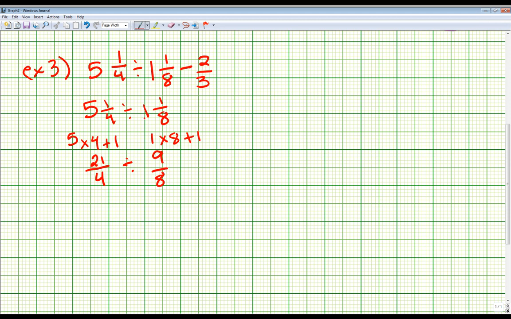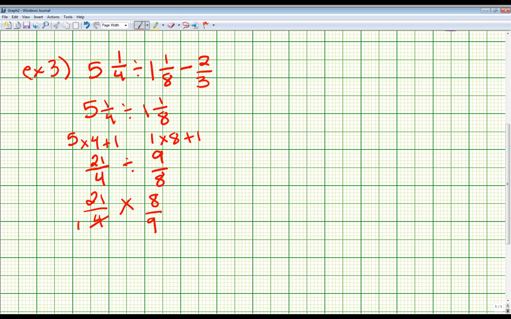Oh, excuse me, I forgot to flip the fraction. So, first thing we'll do is keep 21/4 the same. Change our sign. I almost forgot about this part. And we'll flip our fraction to the reciprocal. Now we can do our simplifying.